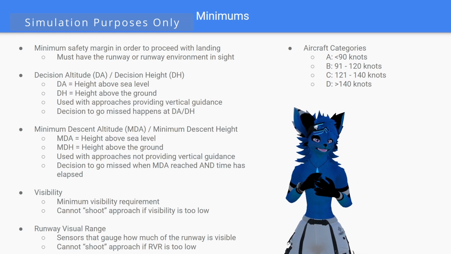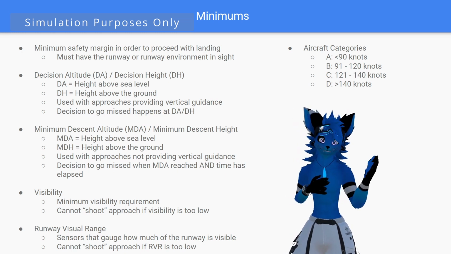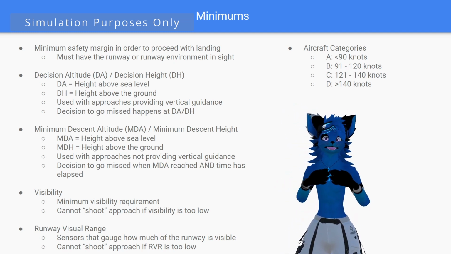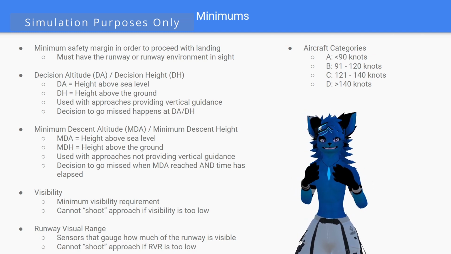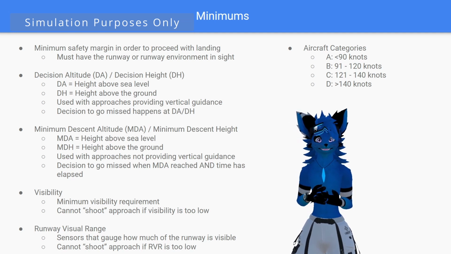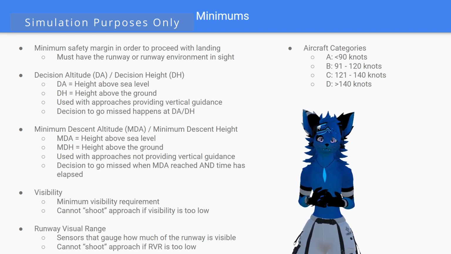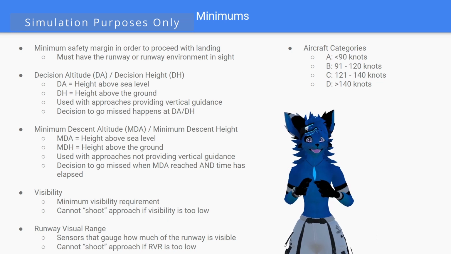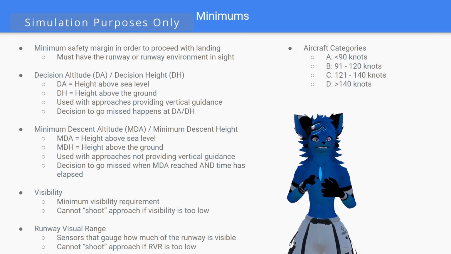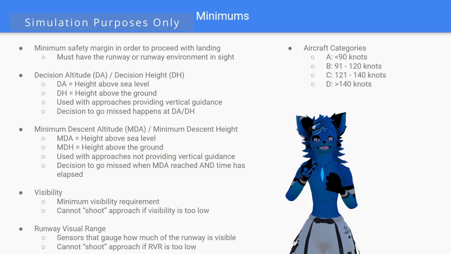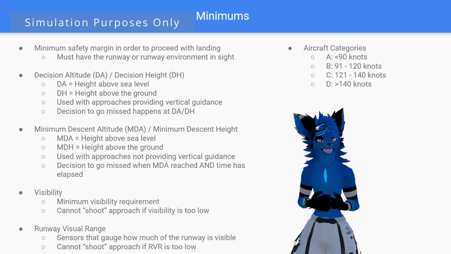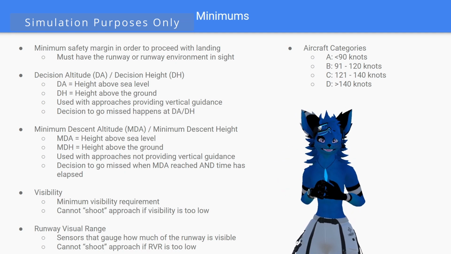Non-precision approaches will have minimum descent altitudes or minimum descent heights. Just like the decision altitude and decision height, the MDA is the height above sea level, the MDH is the height above ground level. The decision on when you're going to execute the published missed approach is going to be when you get to your minimum descent altitude and when a certain amount of time has elapsed or when you're a certain distance from the airport. Because you're not getting precise vertical guidance, you may actually get down to your minimum descent altitude faster than you're really supposed to. If you get down to your minimum descent altitude early, you can hold that altitude until you either get to the distance you're supposed to be at or until you get the amount of time that is supposed to elapse before you're required to execute the missed approach.